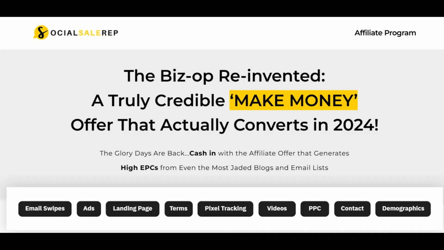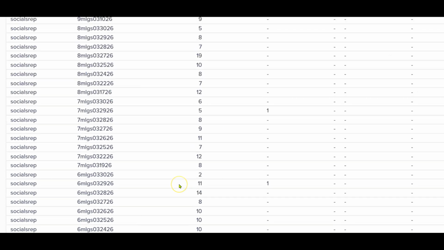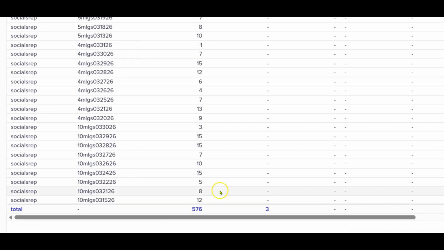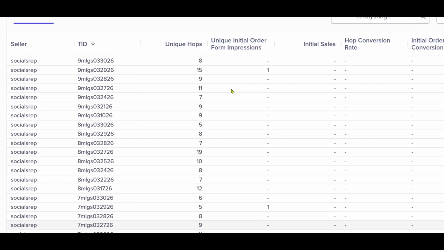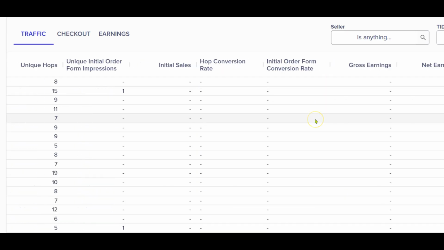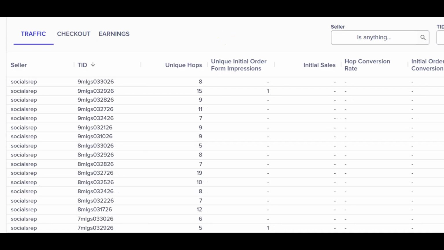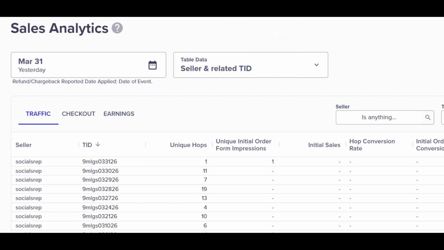So with March 30th, we'll go to the sales analytics here, and as you can see, Social Sale Rep, the offer: of all the emails that were opened that day, a total of 576 people clicked on the link and were taken to the Social Sale Rep sales page. From there, 3 of those people went on to load up the order form page. However, none of them signed up for the 3-day trial period. So no trial sale and no rebill from prior months. Got that. Now we're going to go to the 31st, at the end of the month.